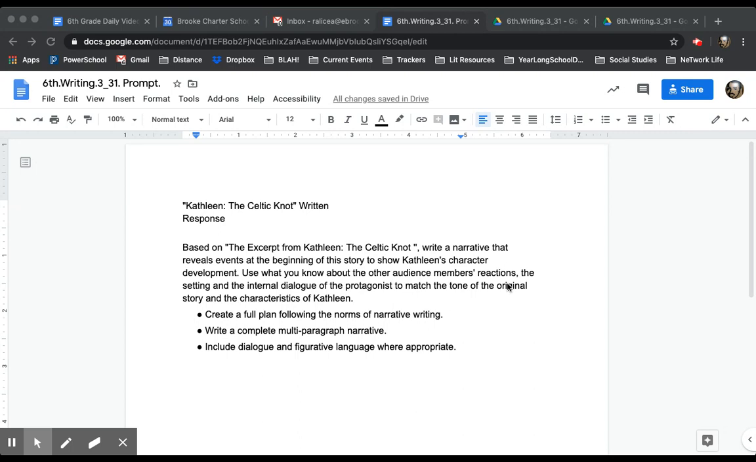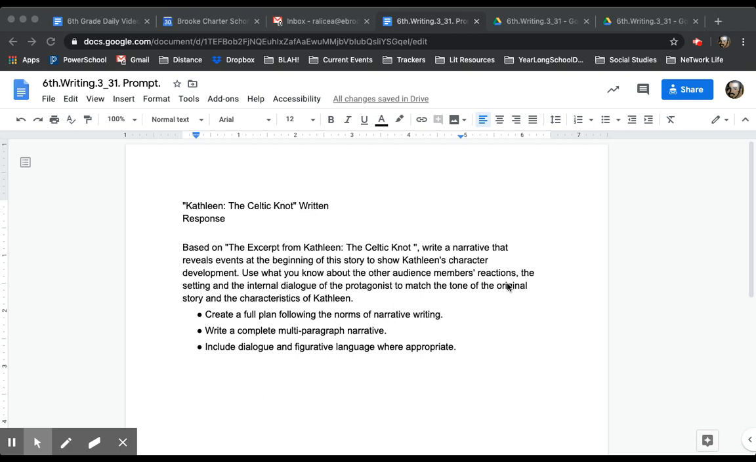Let's jump right into what today's writing prompt is. Your writing prompt for the last day of March is related to the reading that you read yesterday in class, Kathleen, the Celtic Knot. Based on the excerpt from Kathleen, the Celtic Knot, write a narrative that reveals the events at the beginning of the story to show Kathleen's character development.